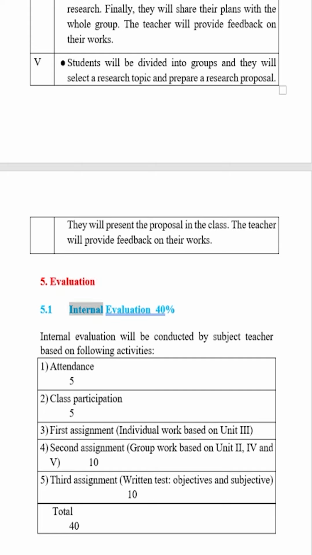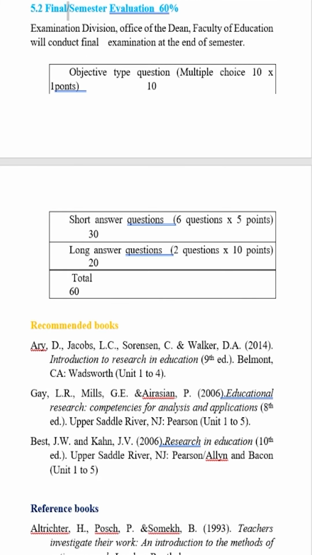Evaluation. Internal evaluation 40%. Internal evaluation will be conducted by subject teacher based on following activities. Attendance 5. Class participation 5. First assignment, individual work based on Unit 3. Second assignment, group work based on Units 2, 4, and 5, 10. Third assignment, written test, objective and subjective, 10. Total 40. Final semester evaluation 60%.